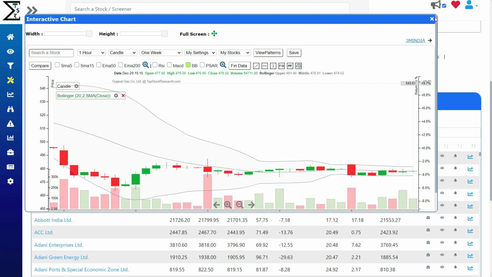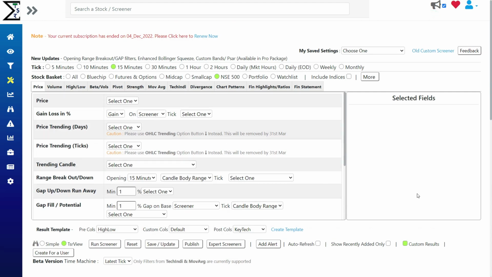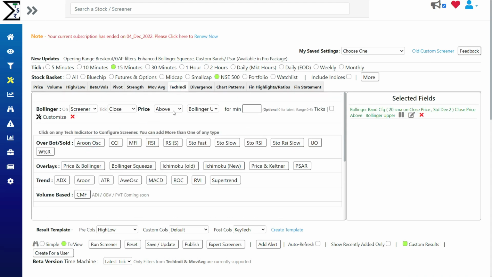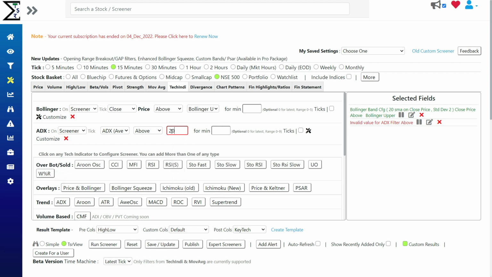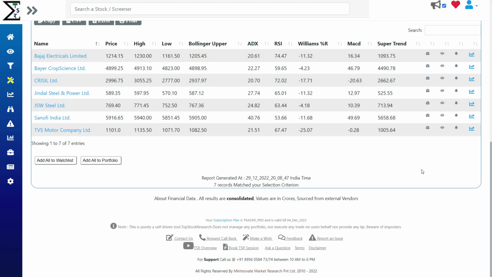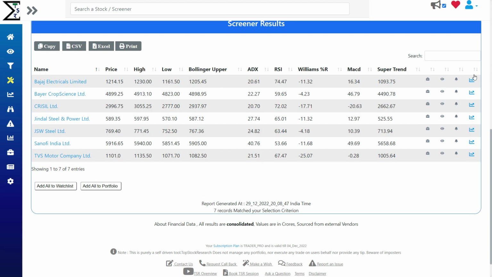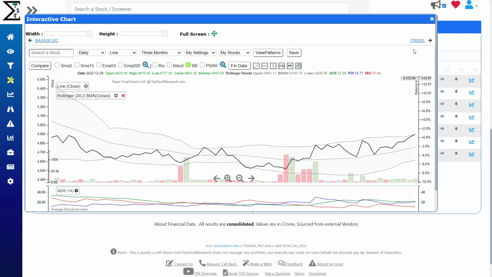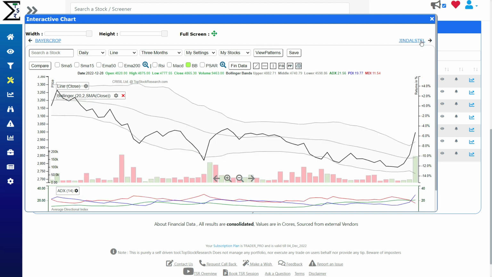But such kind of combination, let's try to find out. You may not get a lot of stocks, but if you get it, it'll be really good. So let me take an example of price above Bollinger band and ADX above, let's say, 20. So there are a few stocks. ADX above 20 tells you that it is trending in this particular direction, and there's a breakout. So you see the price is trending, and there's also a breakout. This is how you can spot these things. But generally, you'll not find ADX trending very strongly while the price is not within the band.